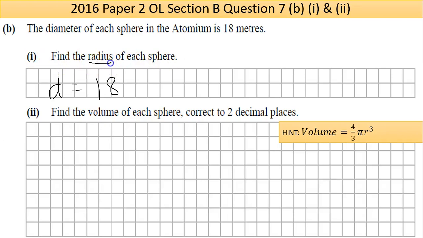Now we should know the radius is half the diameter. So the radius is equal to, if you want to go long-winded, 18 divided by 2, which is equal to 9. And very important here is to put in the units: 9 meters. So that's part 1. Now part 2: find the volume of each sphere.